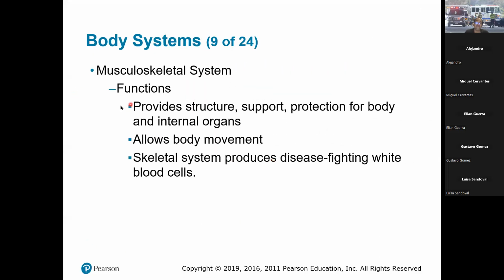The musculoskeletal system functions to provide structure, support, protection of internal organs. It allows the body to move. The skeletal system produces disease-fighting white blood cells. So most of the white blood cells, including red blood cells, are produced in the skeletal system.